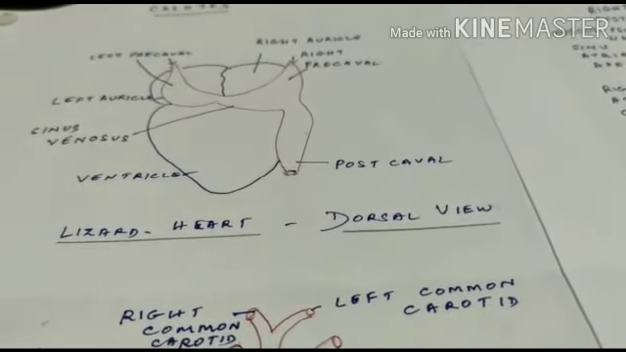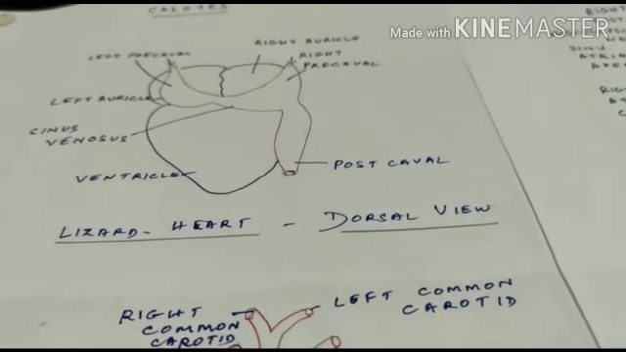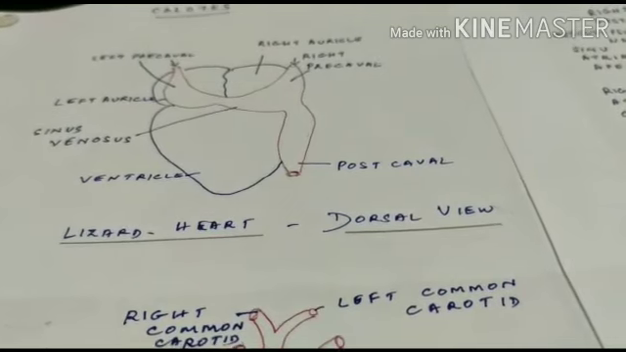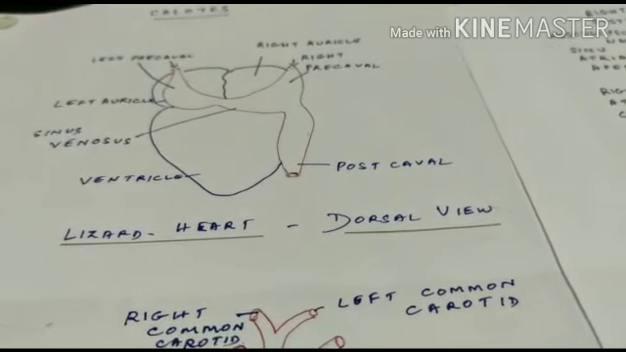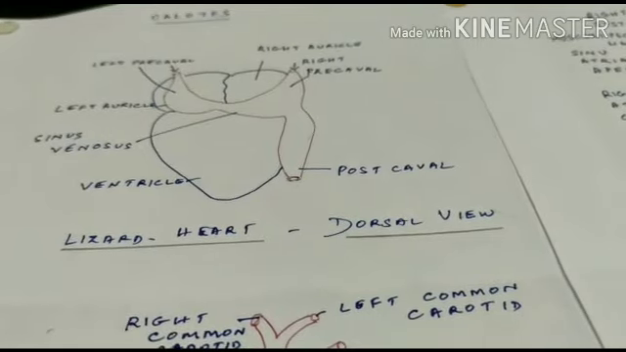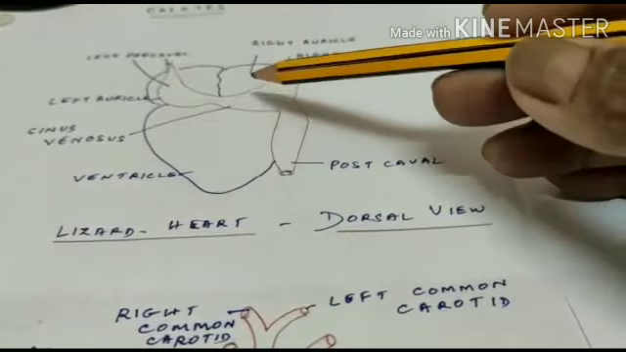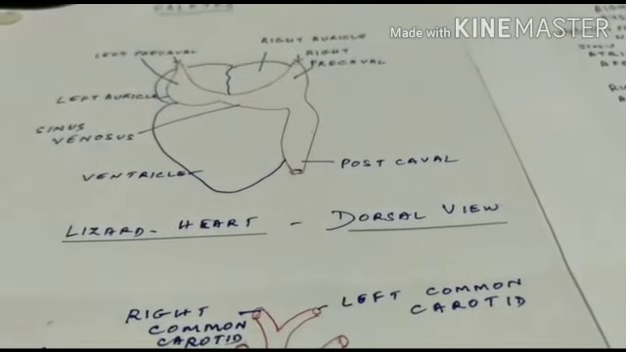Next, the sinus venosus opens into the right auricle by the sino-auricular aperture, and this is guarded by a pair of sino-auricular valves. So wherever it opens, you'll find the sino-auricular valves.